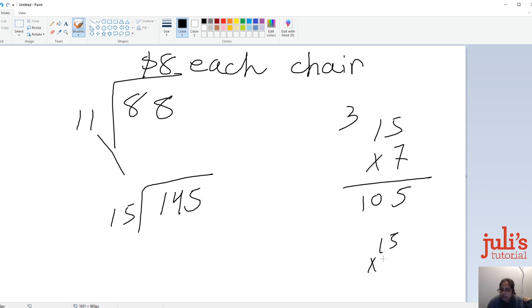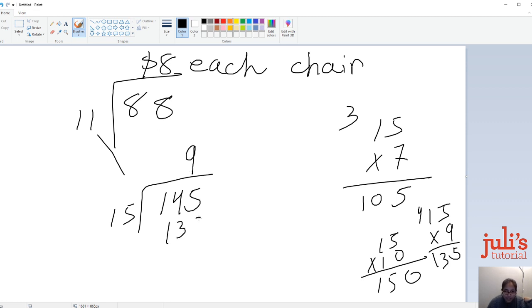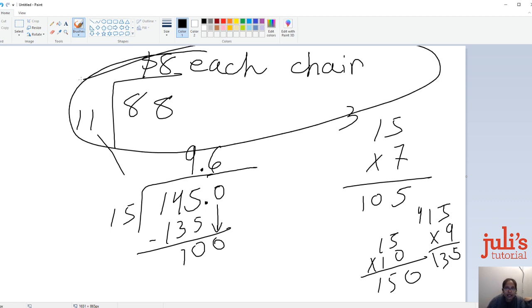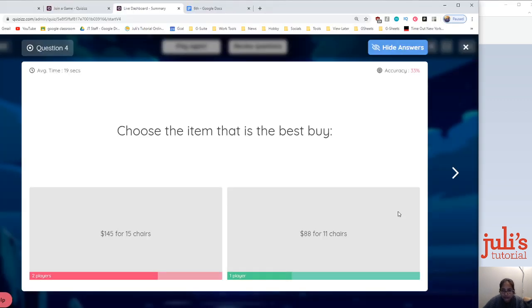15 times 10 is 150. So probably 15 times 9 is going to be my closest bet. 15 times 9 is 135. Subtract, I get 10 here. Put in a 0, add a 0, bring it down, 100. It's going to be like 6, so $9.06. So obviously the first is a better buy because you are buying it for $8 each. Okay, and that should have been the answer.